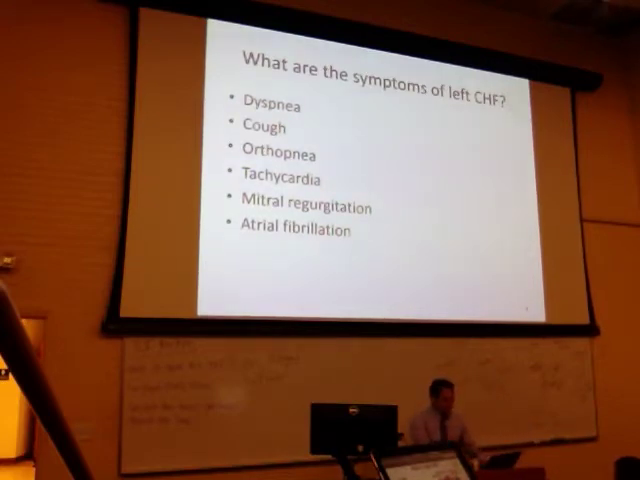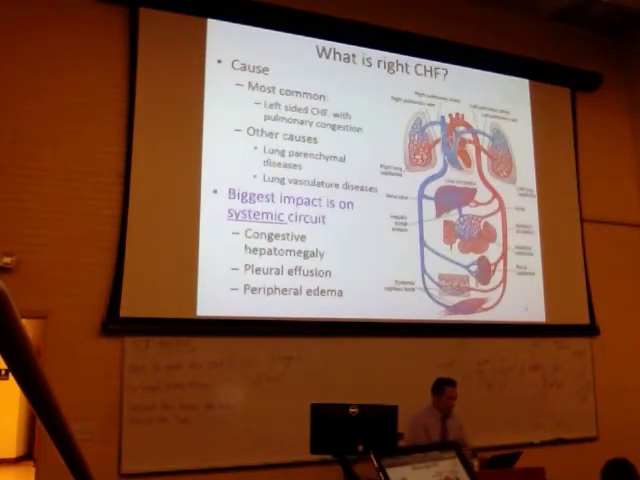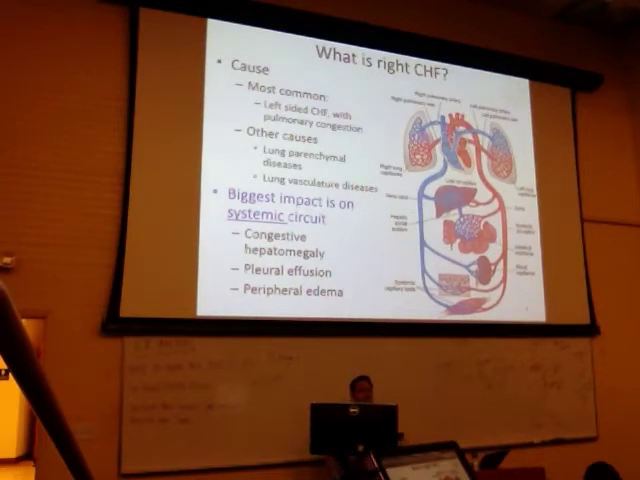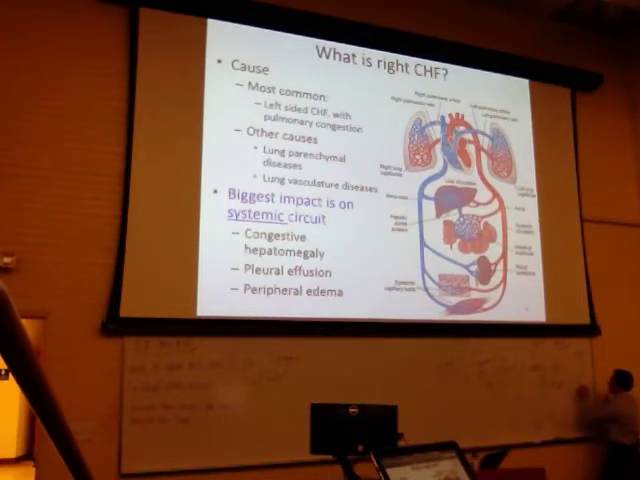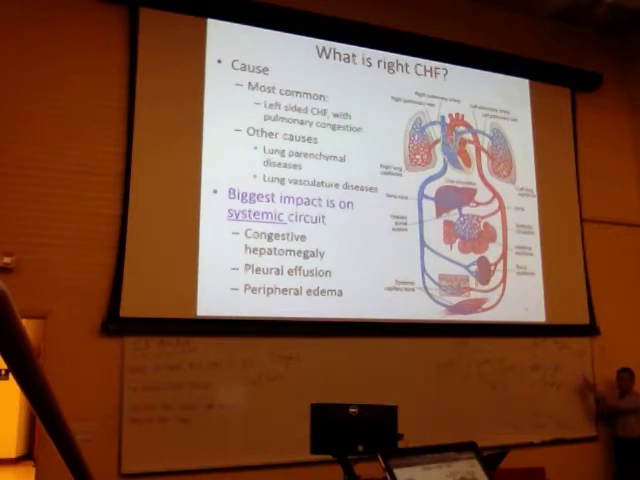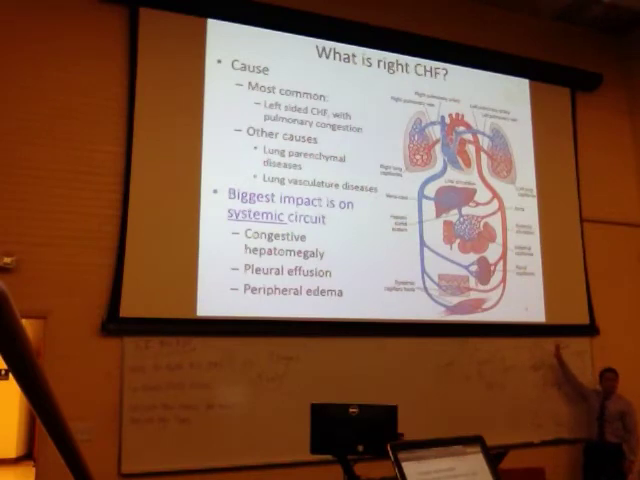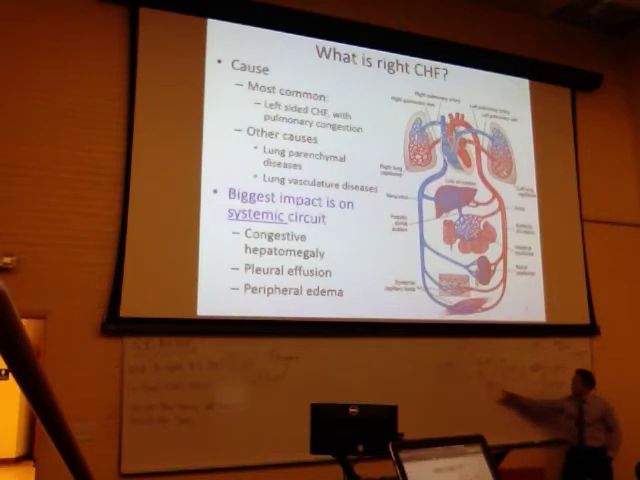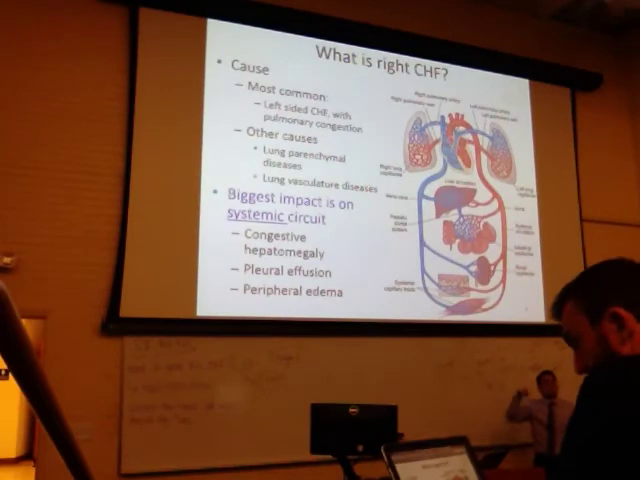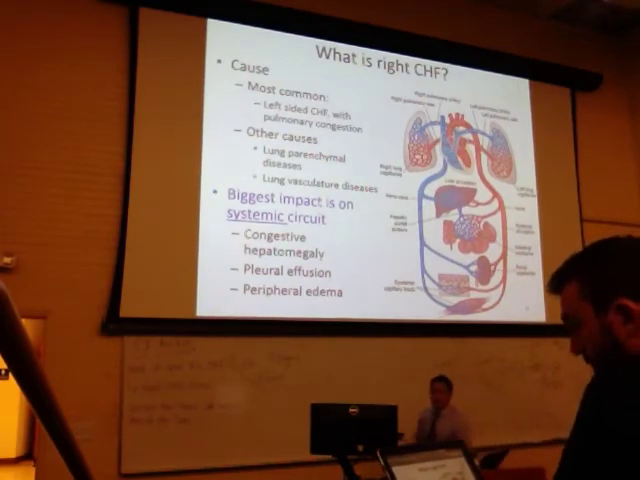If we look at contrasting this to right-sided heart failure, we can see that the cause of left-sided is going to be a lot of things that influence back pressure or afterload. And that backs up the left side to the lungs. Well, if it progresses from the left side, it backs up to the lungs, what can it affect? The right side. So the most common cause of right-sided heart failure is left-sided heart failure.